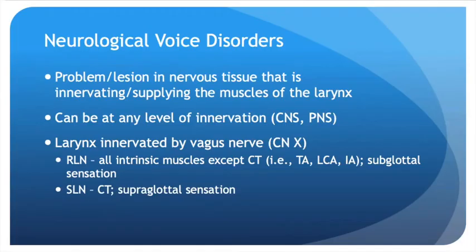So, neurological voice disorders. These are problems or lesions in nervous tissue that is innervating the muscles of the larynx. They can be at any level of innervation, so central or peripheral nervous system. Remember that the larynx is innervated by the vagus nerve, so CN10. The recurrent laryngeal nerve feeds all intrinsic muscles except the CT and subglottic sensation. And the superior laryngeal nerve feeds the motor for the CT and supraglottal sensation.